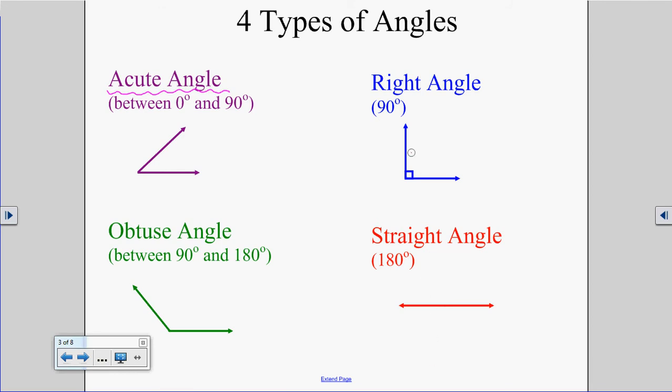A right angle is a perfect 90-degree angle. This is what they use in construction all the time. If you look at your bedroom, those are all right angles. Obtuse, I always think of kind of big and obtuse or obese. I don't know why. But that is between 90 and 180. So those are our angles that are bigger. If I were to take a protractor, this would be bigger than 90. And then a straight angle is 180 degrees. It's just a straight line. A straight angle is a straight line.